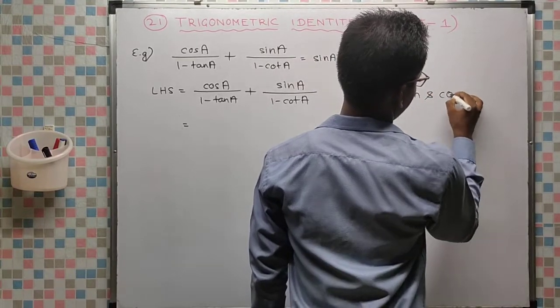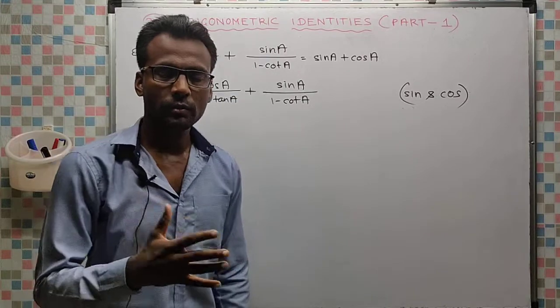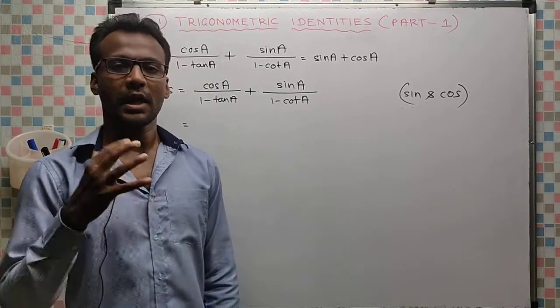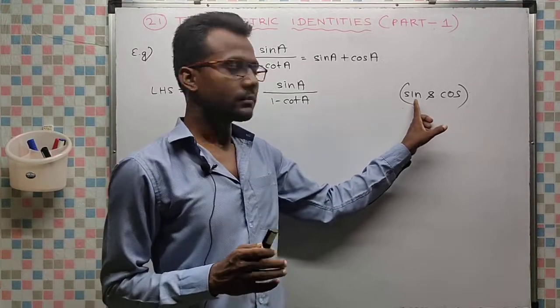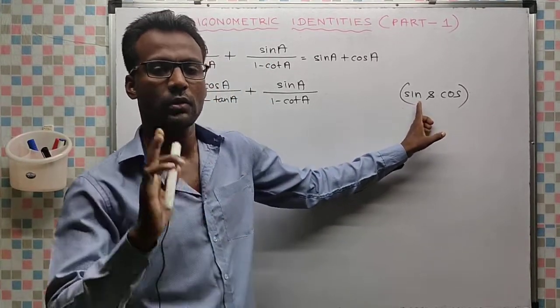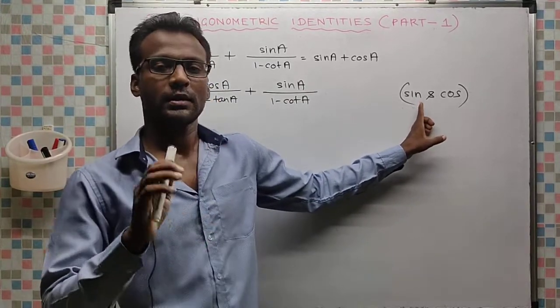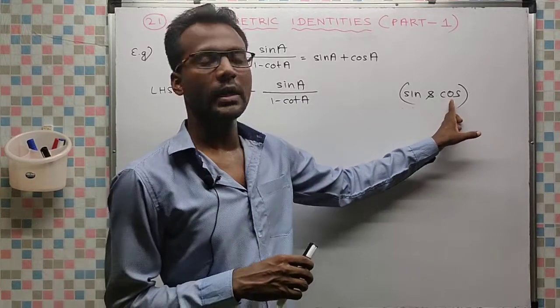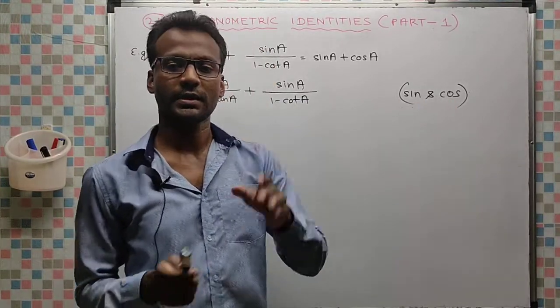Sin and cos are the basic trigonometric ratios. The remaining trigonometric ratios can be derived from these 2. How? Suppose I am trying to get cosec. What is cosec? 1 by sin. That means sin can give you cosec. Then let us move to sec. 1 by cos gives you sec. So from sin and cos you can get cosec and sec.